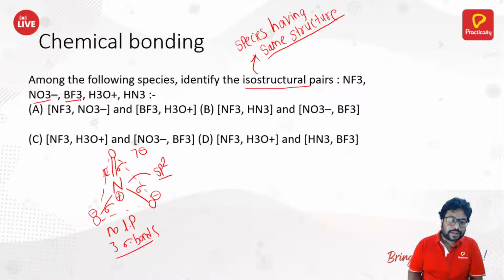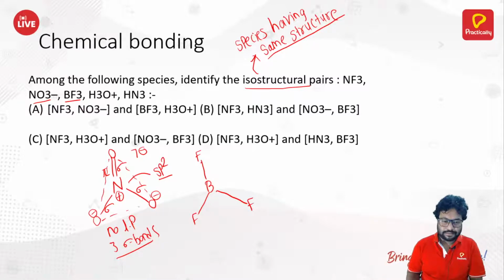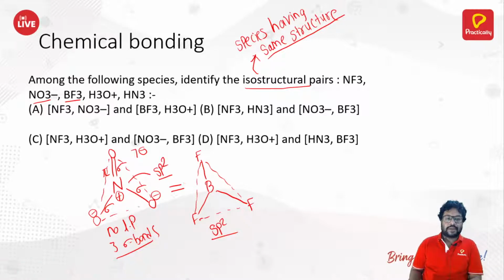Then you have BF3. For BF3, the boron has already formed 3 sigma bonds. And boron never has a lone pair. In fact, it has an empty orbital. So this is also trigonal planar. Hybridization is also sp2. So both these structures are the same. That means NO3 1 minus and BF3 are isostructural. Where are they?